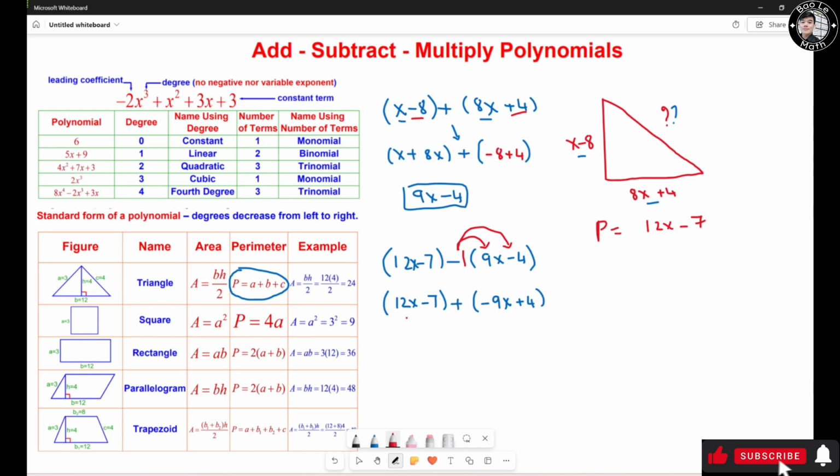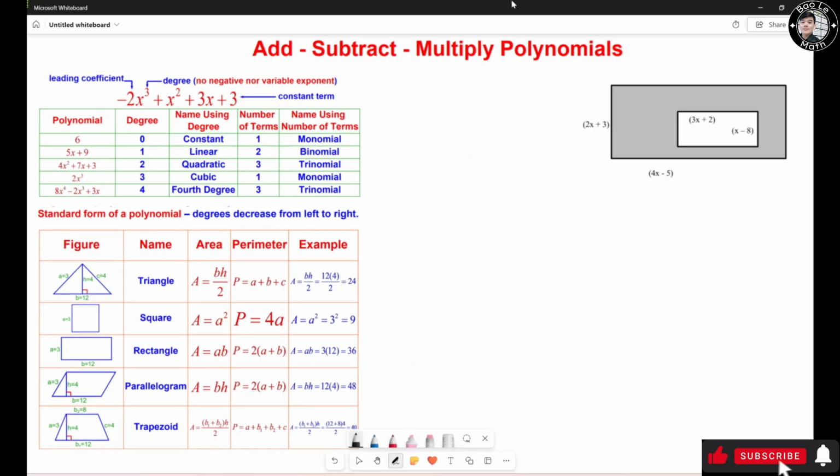Now I need to combine like terms, 12s and negative 9s, plus the second ones, negative 7 and plus 4. Alright, so 12s minus 9s is going to be 3s. Negative 7 plus 4 is going to be negative 3, so minus 3. This is the final answer. Let's move on to the next example.